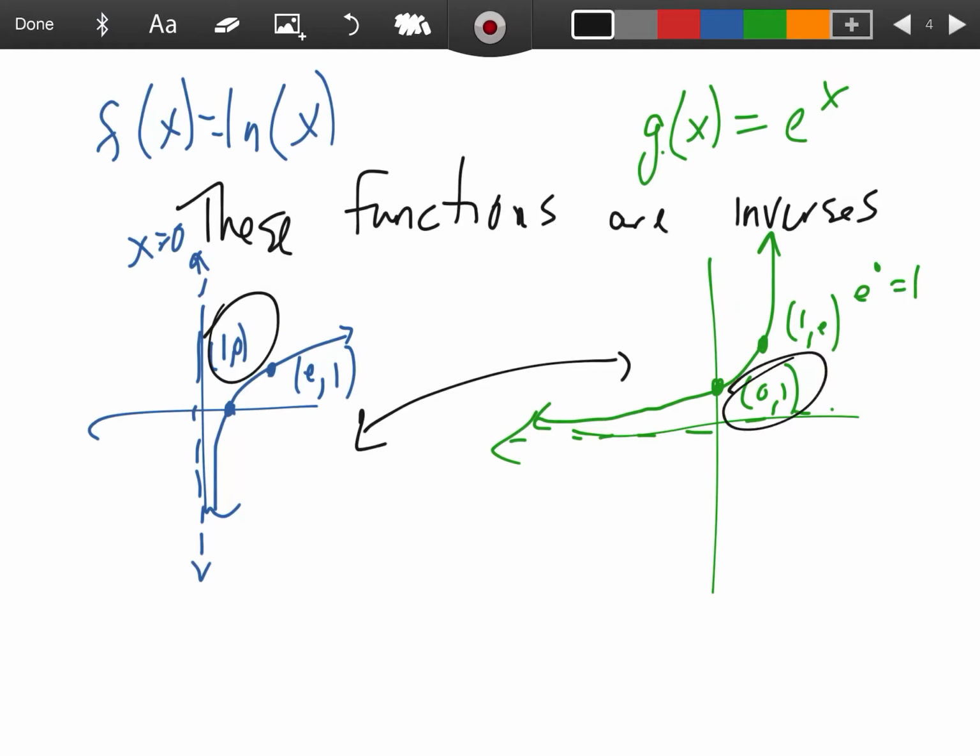So looking at these two, we can see that they are inverses of each other. We had the point (1, 0) in the natural log of x. Here we have the point (0, 1). We had the point (e, 1) in the natural log of x. Now we've got the point (1, e).